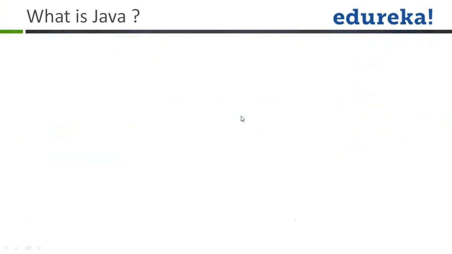Now we come to what is Java. Java is a compile once run anywhere language. That means Java is a platform independent language. Once you develop a Java application, that application could run on any kind of operating system. Now let's see what this presentation has to say.